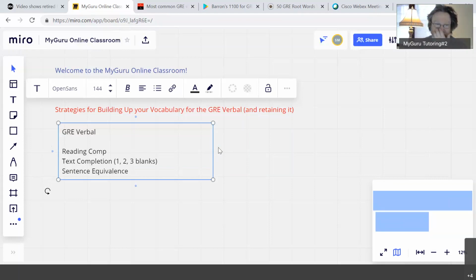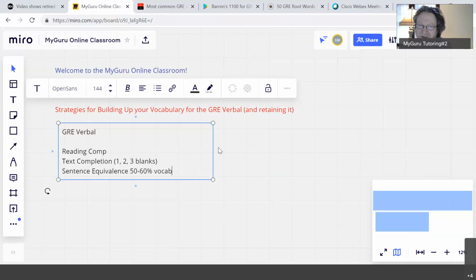For the sentence equivalence, they look a little bit different. There are going to be 6 different choices for those. These are all fill in the blanks. They all are vocabulary based. So basically you end up with a test that's probably 50 or 60% vocab.